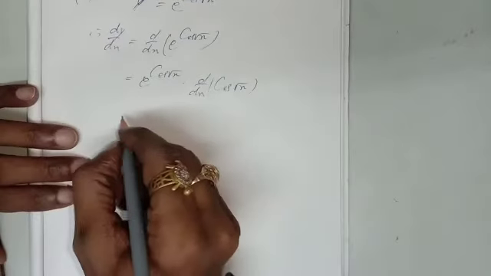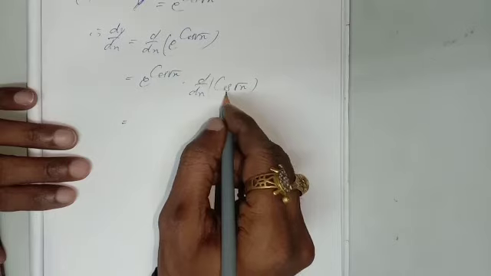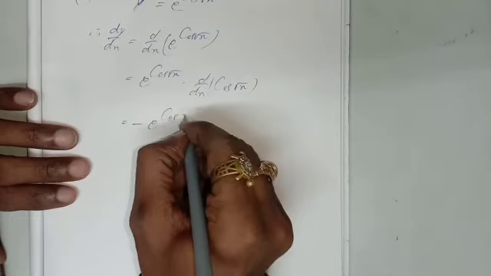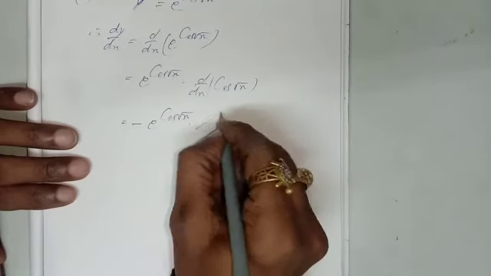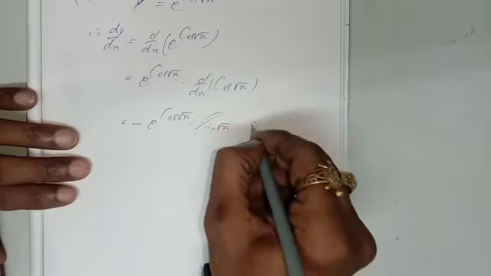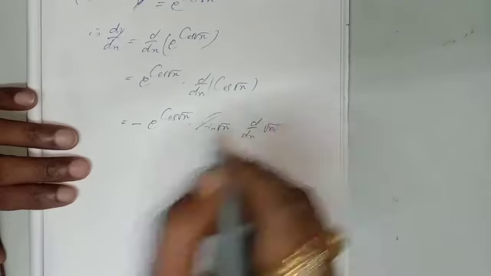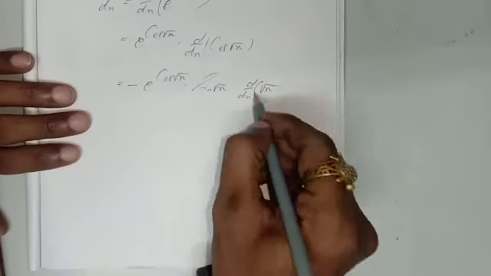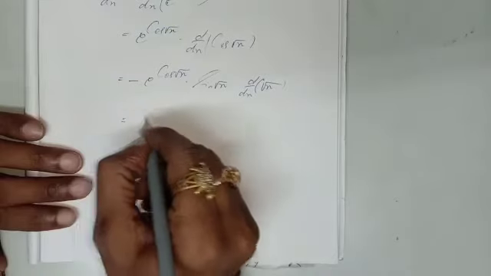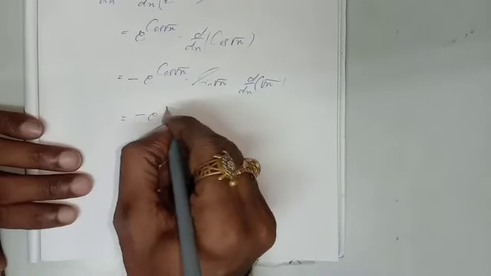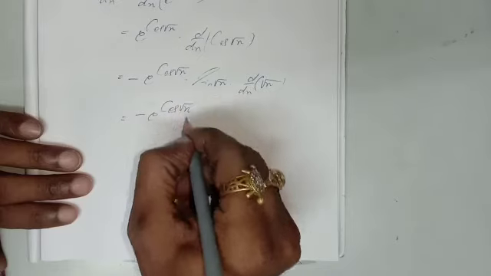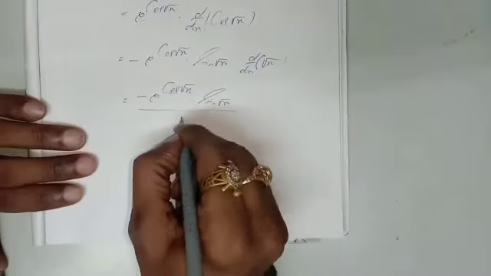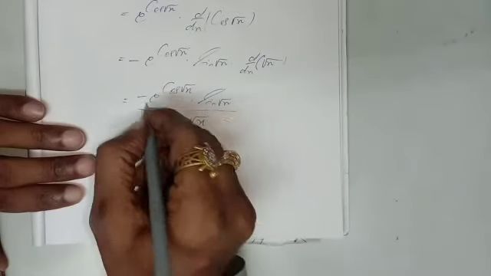The derivative of cos x is what? Minus sine root x. That means minus e to the power cos root x, and this is sine of root x. Again, the derivative of root x. First you find the derivative of e to the power, then cos, then root x. So what is the derivative of root x? 1 by 2 root over x. So finally the answer is minus e to the power cos root x into sine root x, into 1 by 2 root over x. And this is the answer.